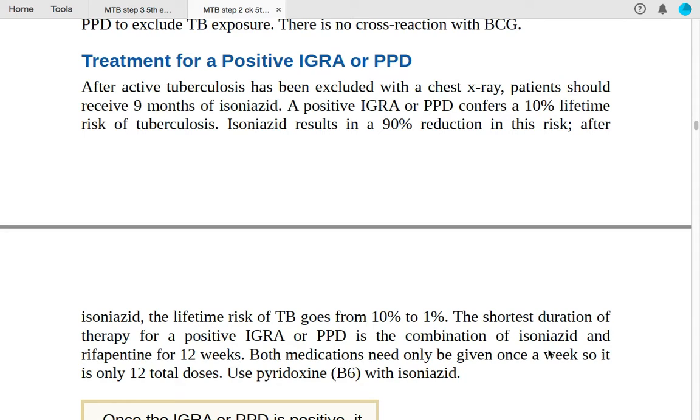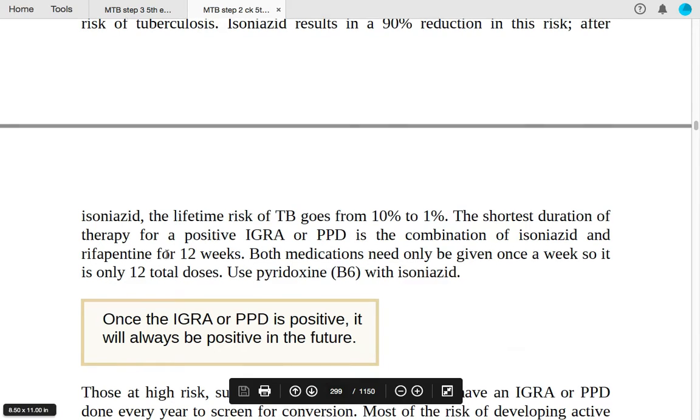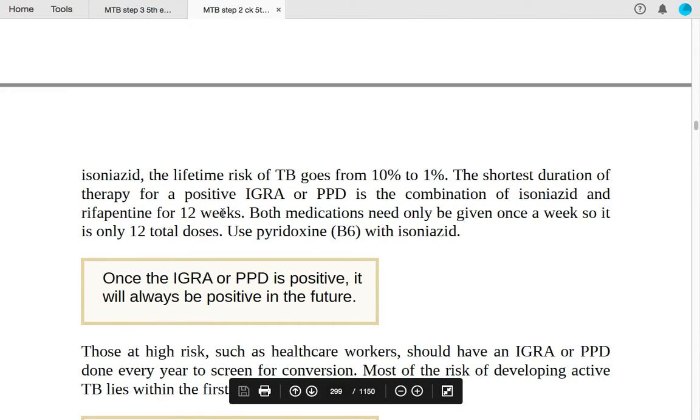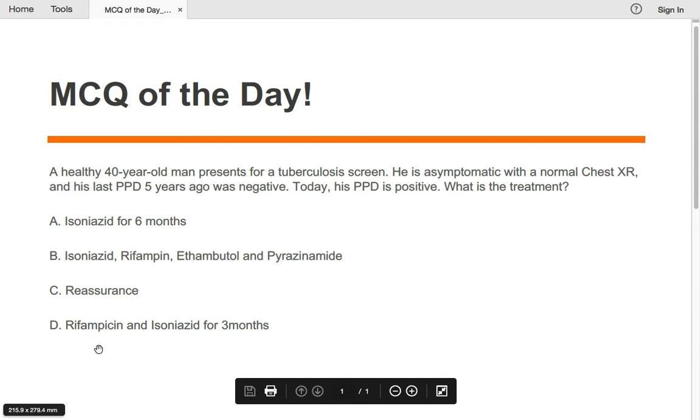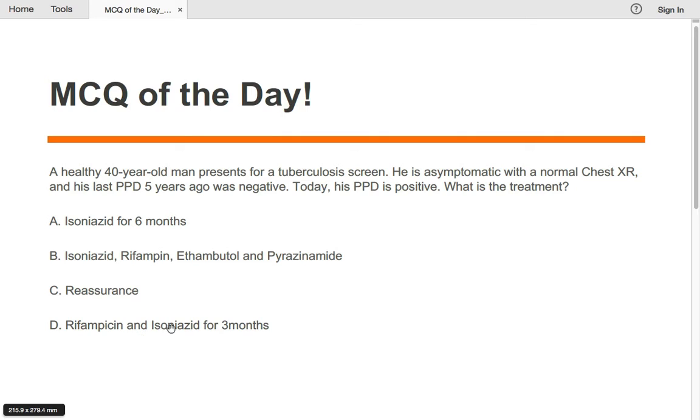And here also you can see the shortest duration of therapy for a positive PPD is a combination of isoniazid and rifapentine for 12 weeks. So rifapentine here is for 12 weeks in combination with isoniazid. 12 weeks means 4 months. But if you can see in your question, it's written rifampicin. There is a difference between rifampicin and rifapentine, right? So this is not the correct one.